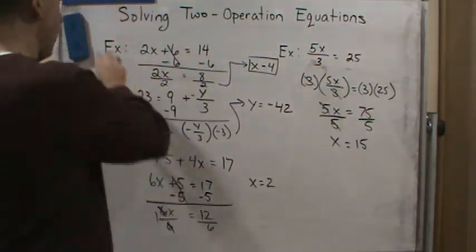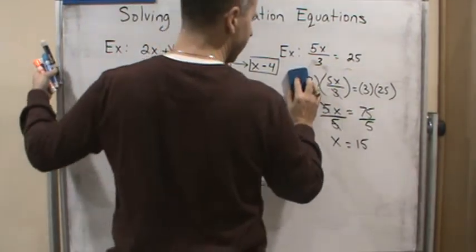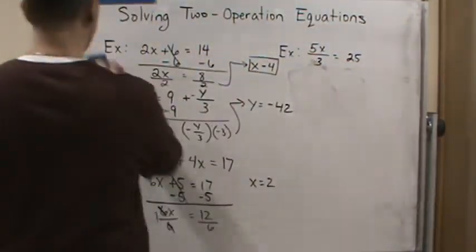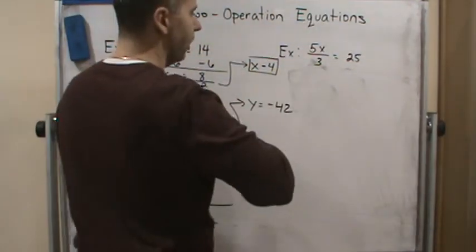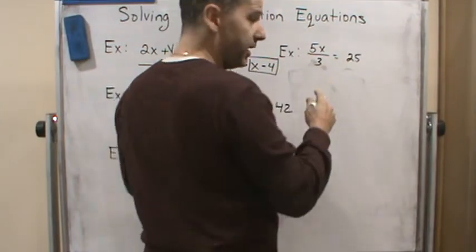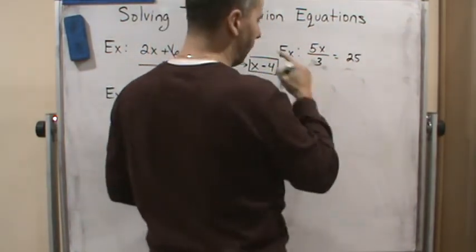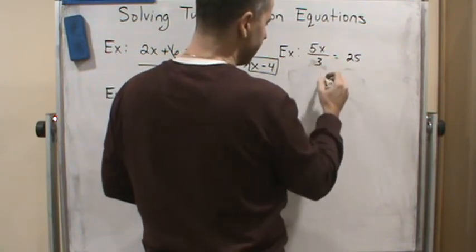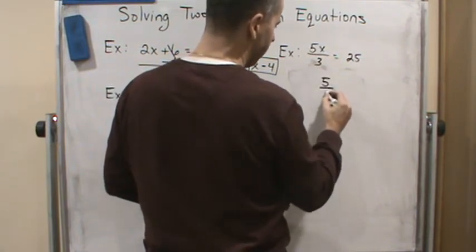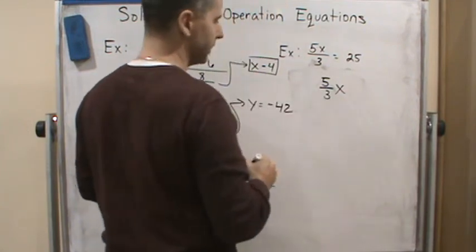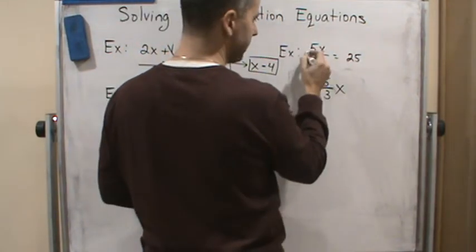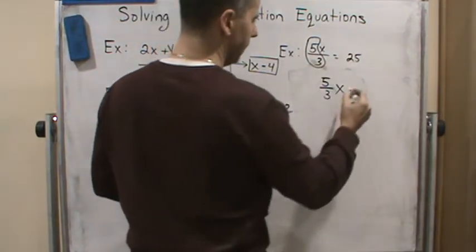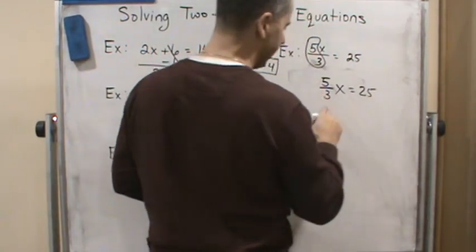Okay? Now, another way you could have done this is what we call multiplying both sides by the reciprocal. Because, remember, with multiplication and division, you can kind of move things around. So I can rewrite this as 5/3 times x, because I can pull this out as its own fraction, is equal to 25. So I can look at it that way.